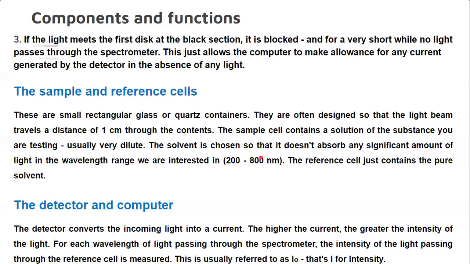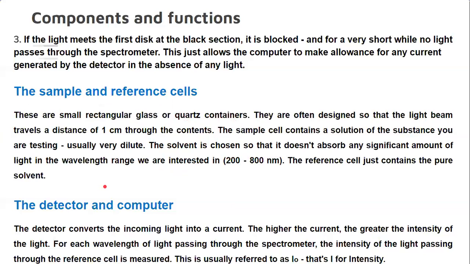The solvent is chosen so that it doesn't absorb any significant amount of light in the wavelength range of interest. So whatever solvent is taken in the reference cell is supposed to not absorb any light intensity or any photon. Only the substance we are going to analyze, the analyte, should absorb the light. In that manner we created two cells: one is for the sample, the second one is the reference.